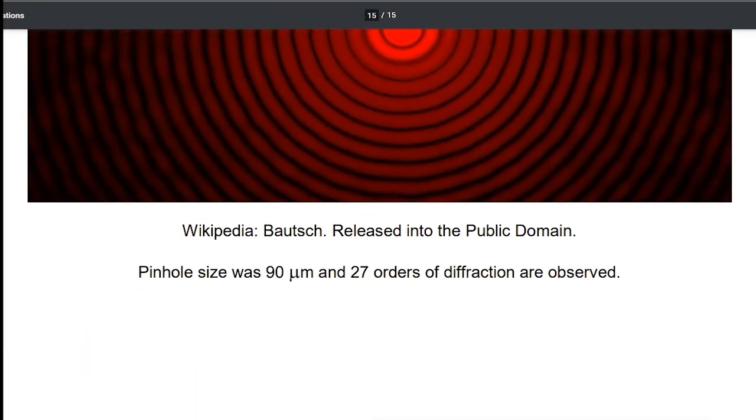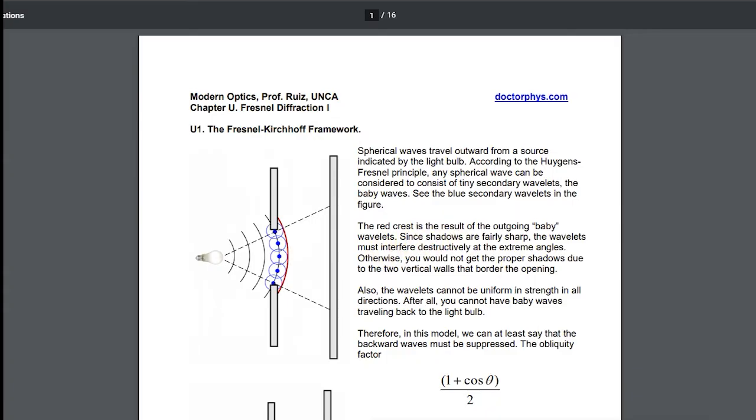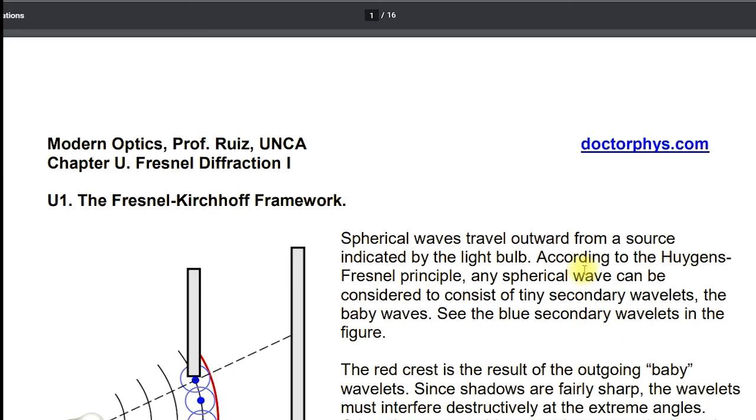All right, so let's go here. We got one more to go, and that's the Fresnel. So for the Fresnel, let's see what we got.